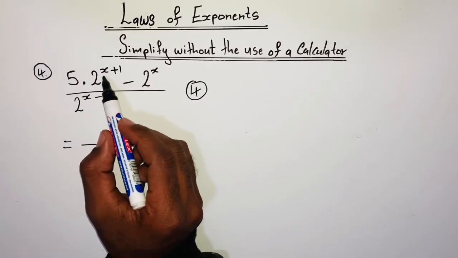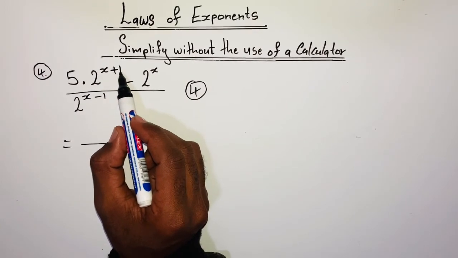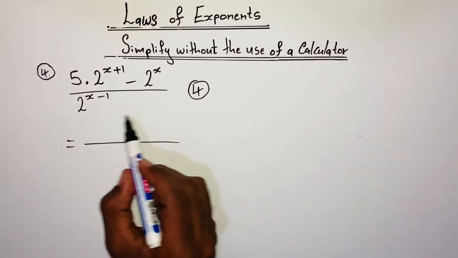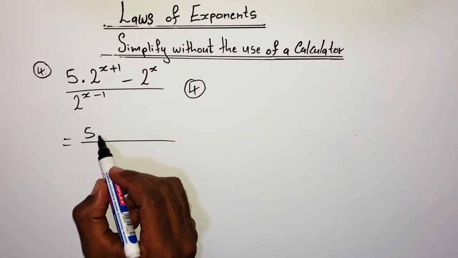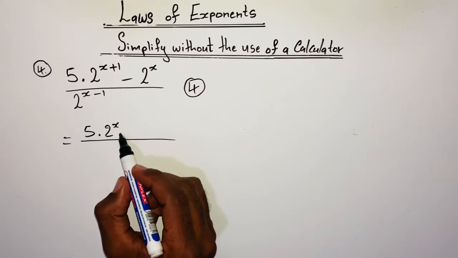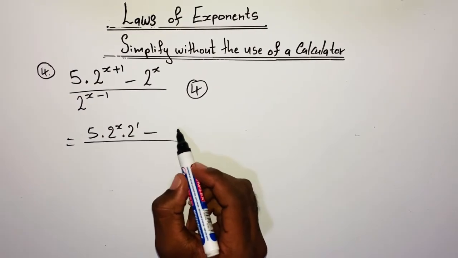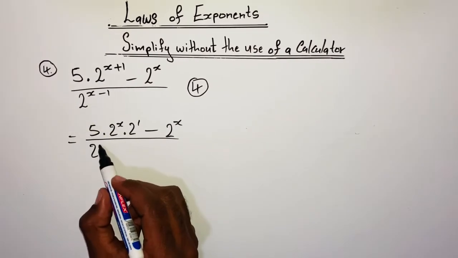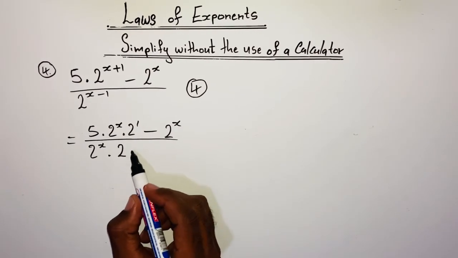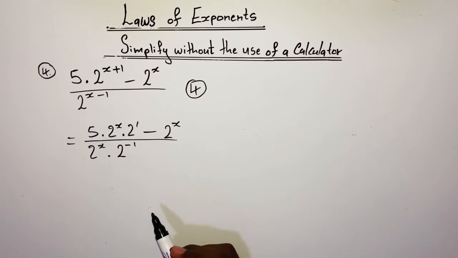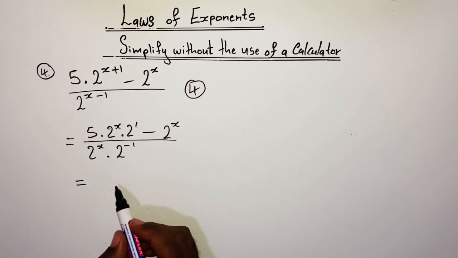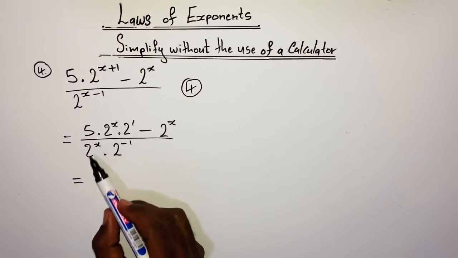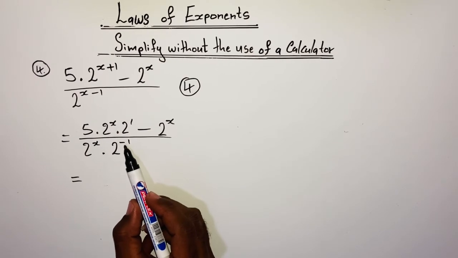Let's break this down. We are seeing that we have an x plus 1, meaning that the exponents are adding, so we are multiplying things of the same base. So we have 5 times 2 to the x times 2 to the 1 minus 2 to the x all over 2 to the x times 2 to the negative 1. From here, before we take out a common factor at the top, let's firstly deal with this 2 to the negative 1.